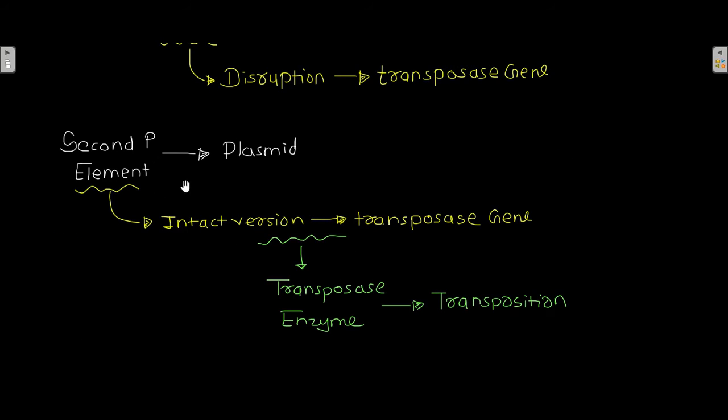But the second P element of the plasmid has the intact version of the transposase gene, which results in the formation of the transposase enzyme, and that is how the transposition is carried out.